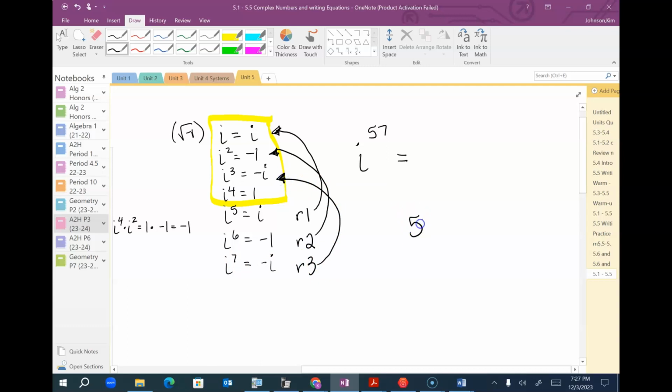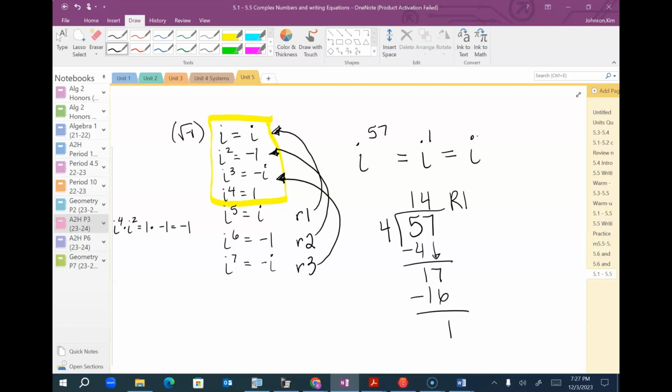So let's try this with 57. If I take 57 and I divide it by 4, 4 goes into 5 one time, minus 4, bring down the 7. This is just long division here. 4 goes into 17 4 times without going over. I'm going to minus 16, so I have a remainder of 1. So i to the 57th is the same thing as i to the 1st power, or i. And I can do that for any exponent of i. When we write our answers, I need you always, if you're writing a complex number, your answer must always take this form. So you can't have an exponent higher than 1 on i. So if you leave i squared in your final answer, it's going to be marked wrong.